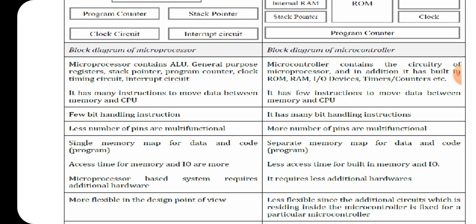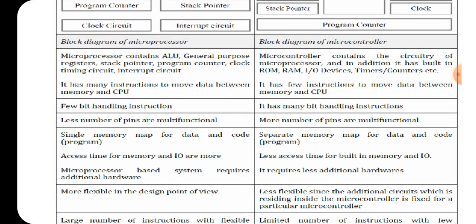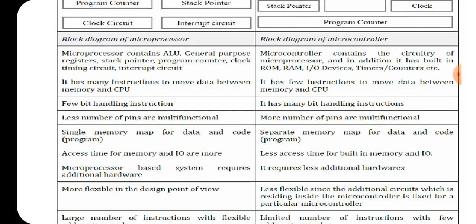Plus we have a single memory map for data and code. In a microprocessor, the same memory is used for storing your program as well as the IO, your input and output, which you call data. Means a single memory acts as a data memory as well as the code memory. Whereas in a microcontroller, it has a separate memory map for data and code, means a separate set of memory to store your input and output values and to store your program.